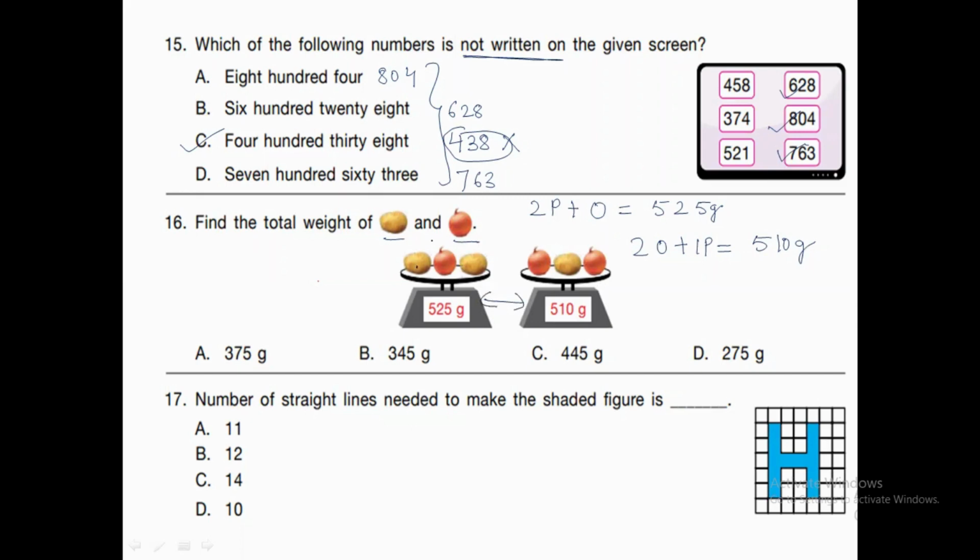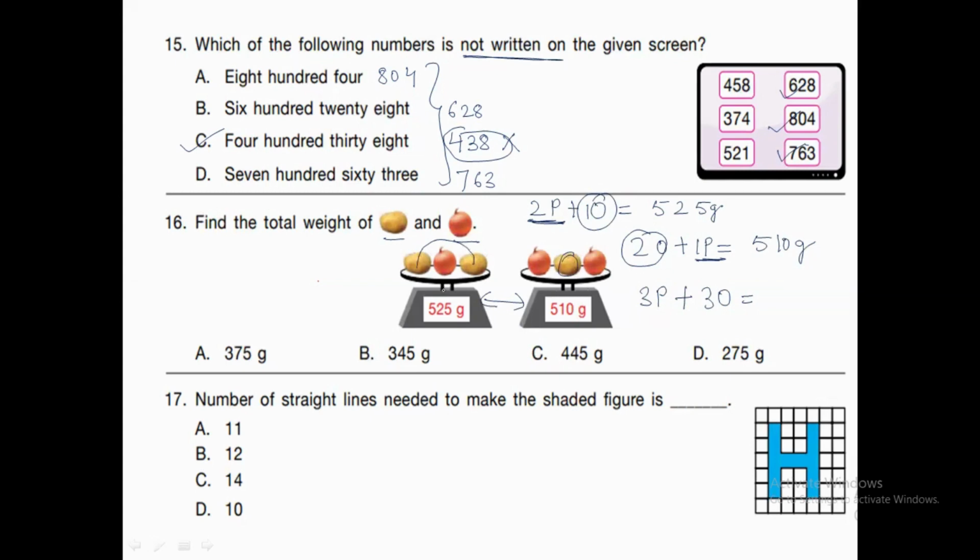Two potatoes are here and one potato is here. So how many potatoes will be there? Two potatoes and one potato. So in total, three potatoes will be there. Similarly, one onion is here and two onions are here in the second one. So how many total onions do we have? We have three onions. So what we have done is add the number of potatoes and add the number of onions.